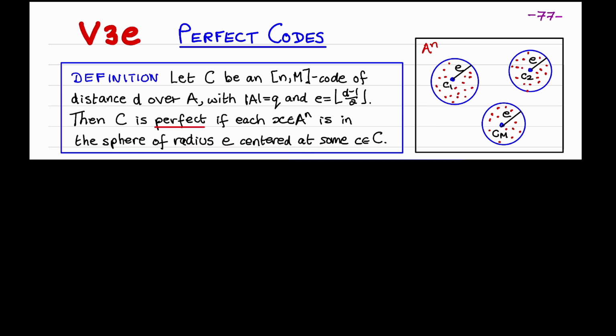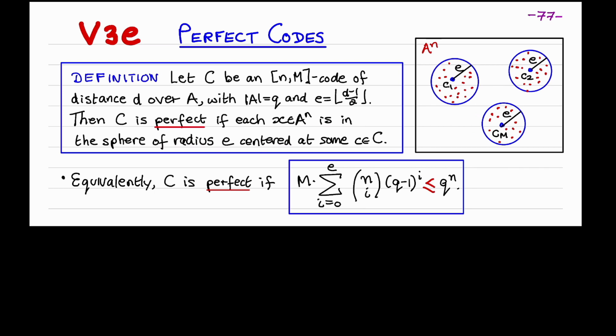In terms of this Venn diagram, which contains all the vectors of length n over A, recall that we can look at the spheres of radius E about the M code words. We proved that since the code is an E error correcting code, no two of these spheres can overlap. However, there could be some vectors such as these, which are not in any of the spheres. The code is perfect if there are no such vectors which do not belong to any of the M spheres of radius E about code words.